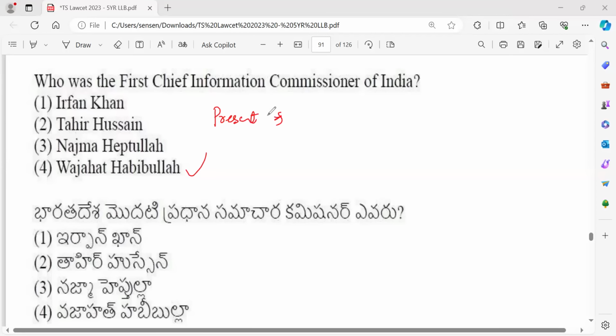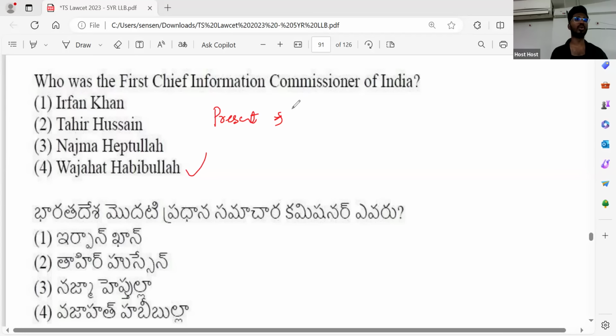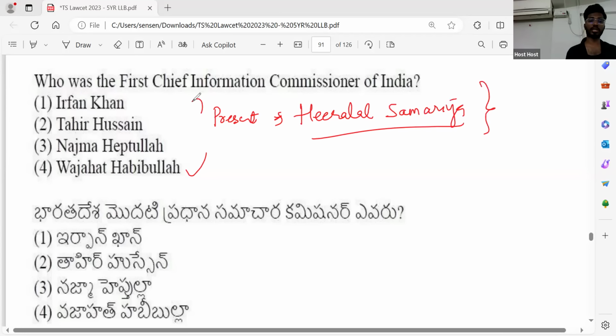Anybody? Sir, Rituraj Awasthi? No. Anybody offline? So it is Hiralal Samaria. So he is the present Chief Information Commissioner of India. Next.